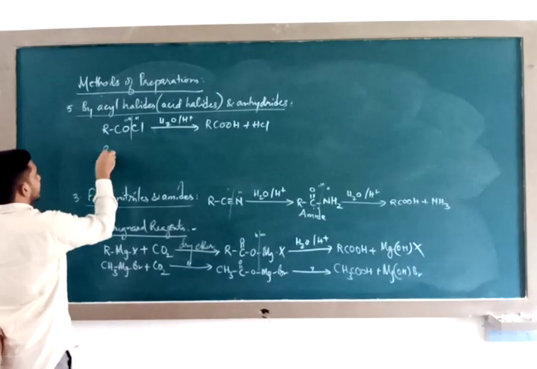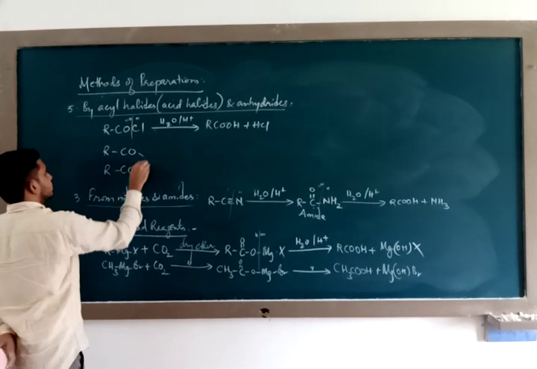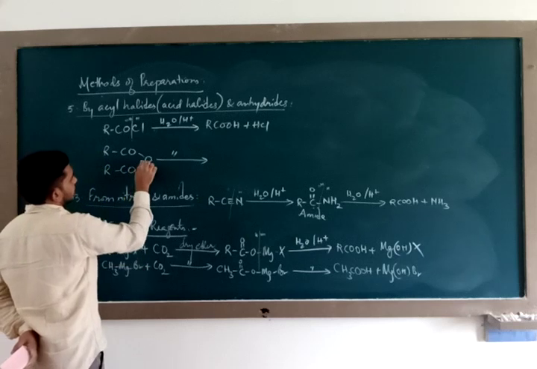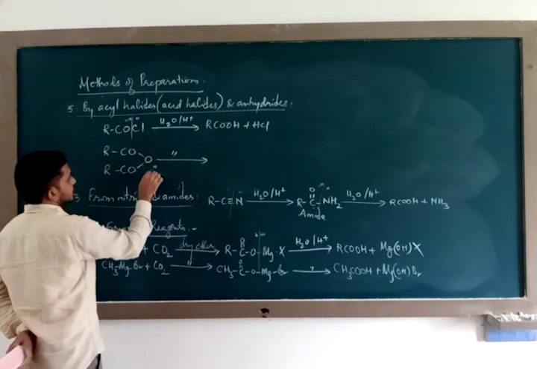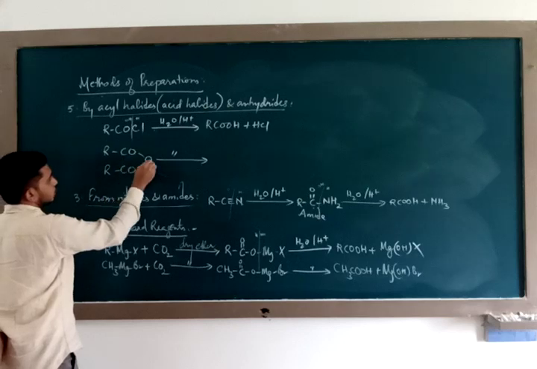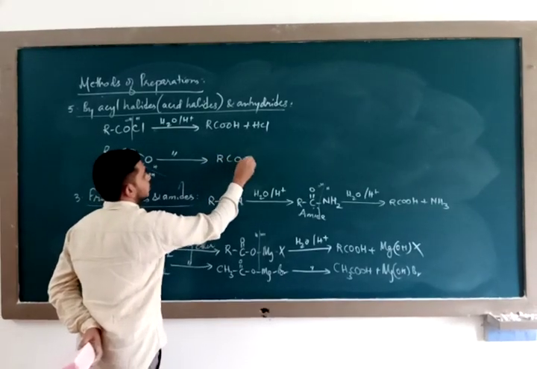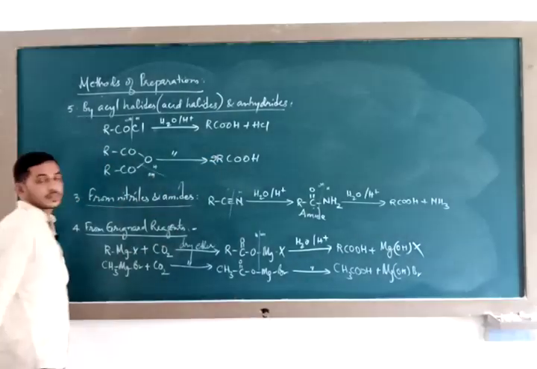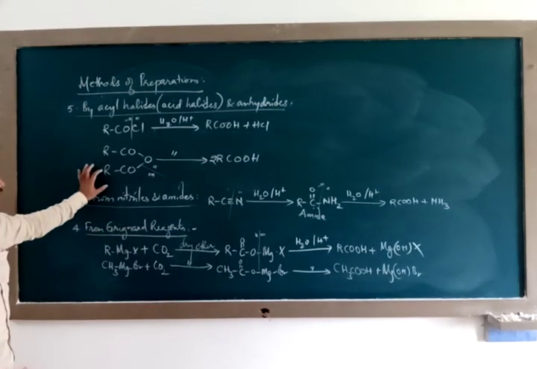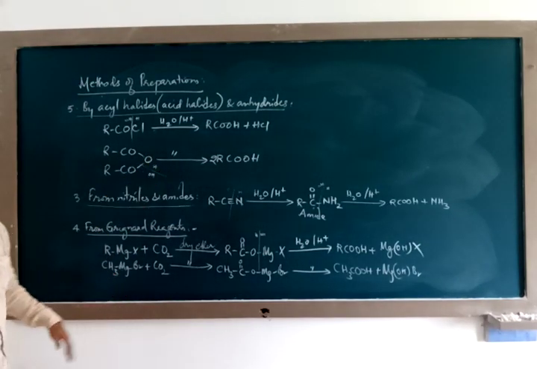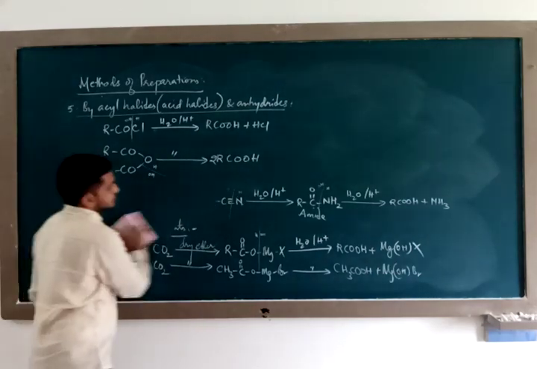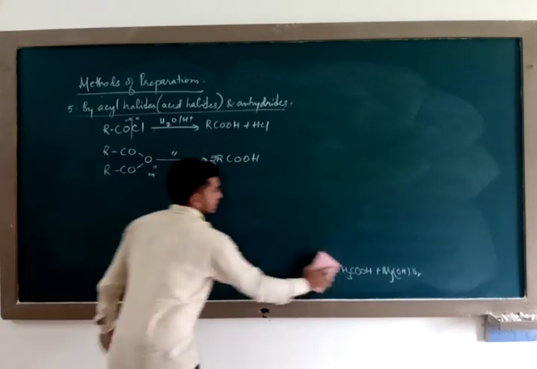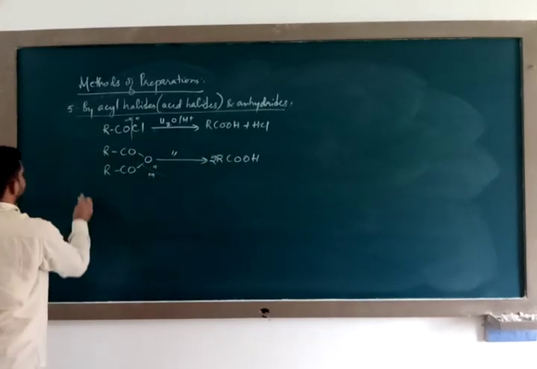If you have an anhydride, RCO, this is acid anhydride, its hydrolysis. You break bond here, add H here, OH here, RCOOH, RCOOH. So twice. Depending on the nature of these R, different products may also be obtained. Then 5 methods are over. You have one more method, that is from esters.